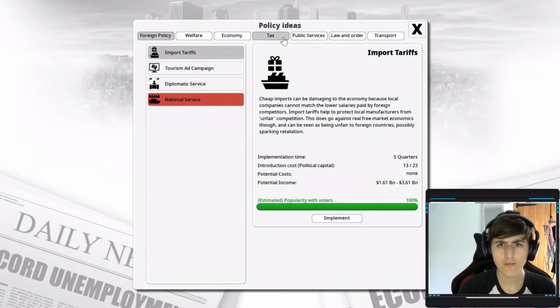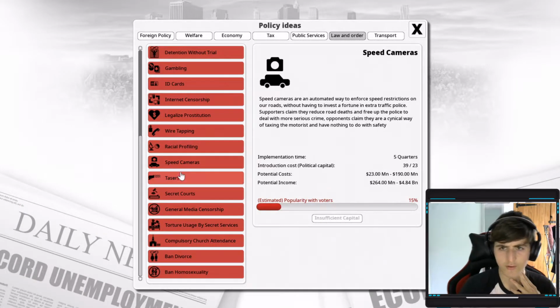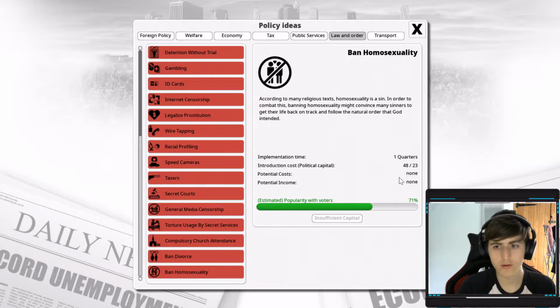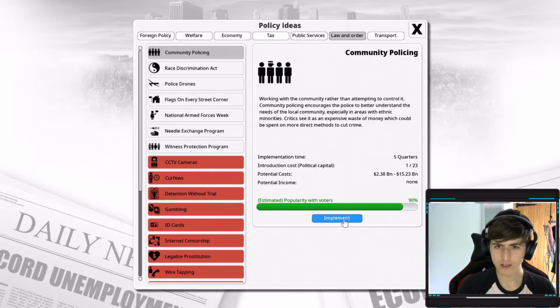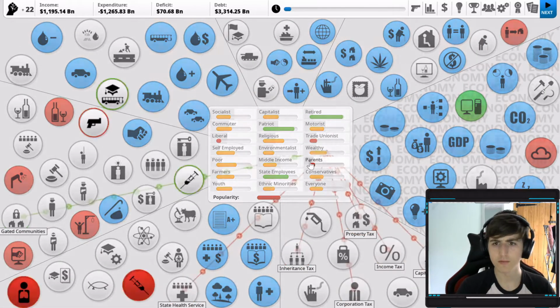Is there anything we can do when it comes to law and order? So these are all the things that we can't do yet because we don't quite have enough political capital. Some of them cost quite a lot. So things like ban divorce, ban homosexuality even. 48 political capital. Interestingly, that's quite popular with the voters. Community policing is very popular, but it's quite expensive. However, I feel like that's quite a good way of cutting crime. So I will apply that at the maximum.